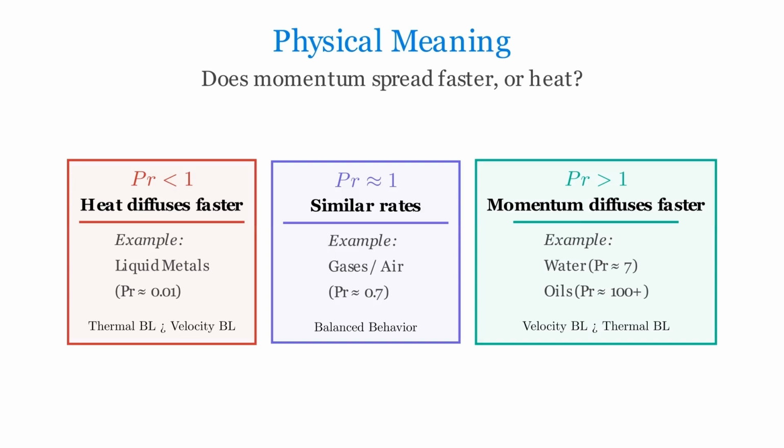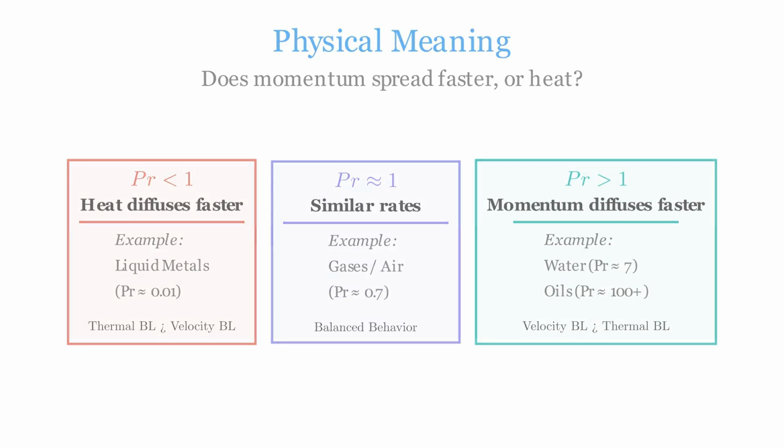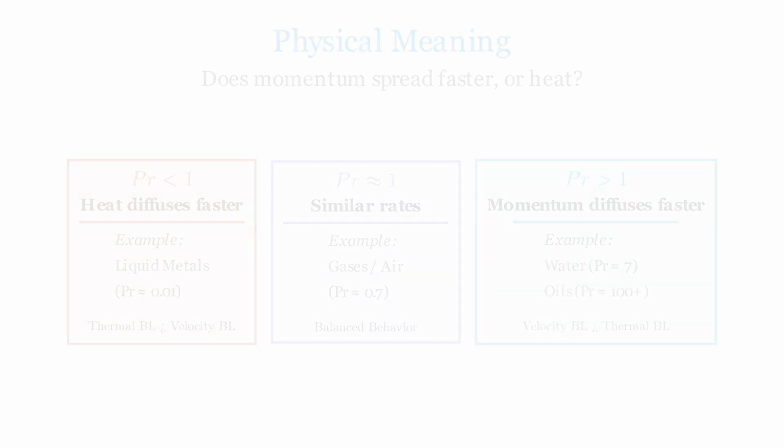When Prandtl equals approximately 1, heat and momentum diffuse at similar rates. Example, gases like air, Prandtl approximately 0.7. Balanced behavior. When Prandtl is greater than 1, momentum diffuses faster than heat. Example, water, Prandtl approximately 7. Oils, Prandtl approximately 100 to 1000. Velocity boundary layer is thicker than thermal boundary layer.